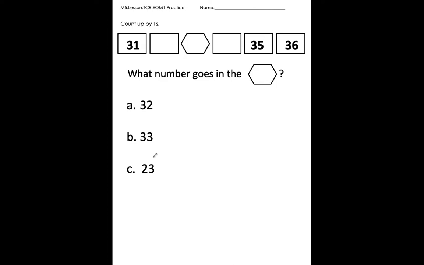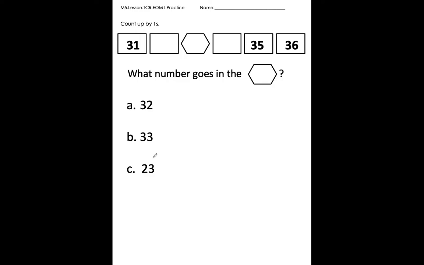All right, so for this one, we're going to count up by ones. I want you guys to push pause and count on. So we're starting with number 31. I want you to write the number that comes next. All right? Push pause and do that.